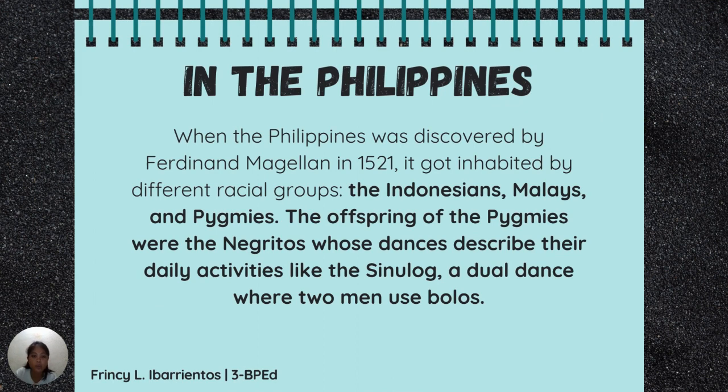Let's focus on the folk dancing. When the Philippines was discovered by Ferdinand Magellan in 1521, it was inhabited by different racial groups: the Indonesians, Malays, and the Pygmies. The offspring of the Pygmies were the Negritos, whose dances describe their daily activities, like sinulog and the dual dance, where two men use bolos.